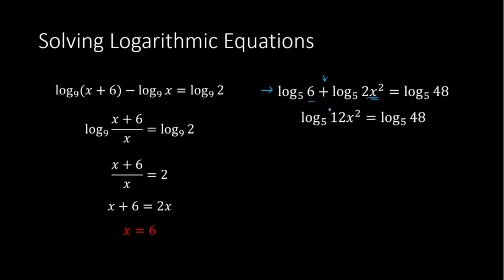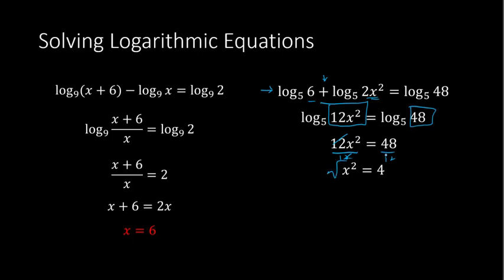And now from here, again, the same concept. We would set 12x squared equal to 48 because the left side and the right side both have log base 5. They're identical, so we can set those equal. So we have 12x squared equals 48. And again, same idea, we just solve this for x. So we can divide both sides by 12. So we have x squared equals 4.